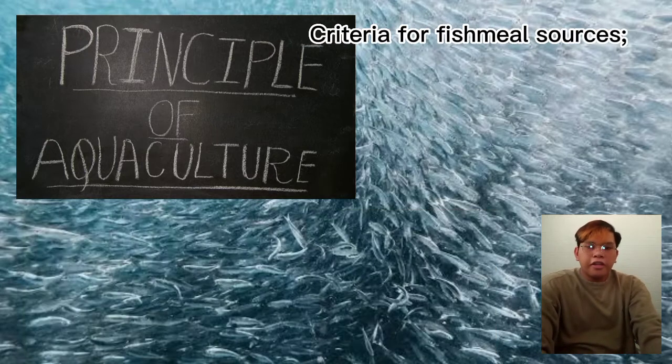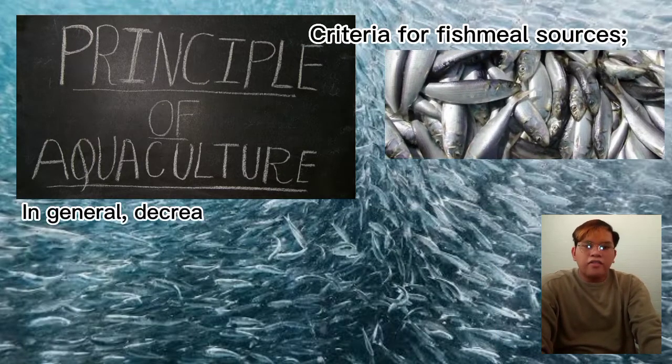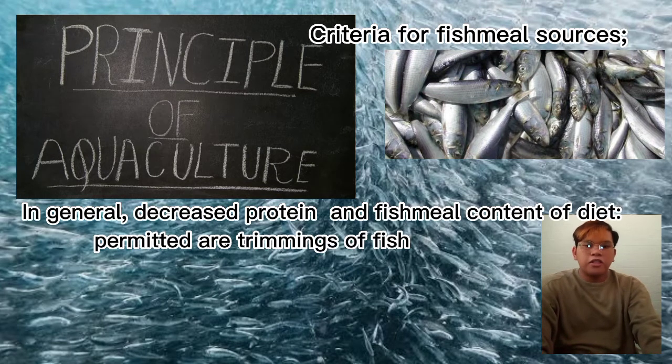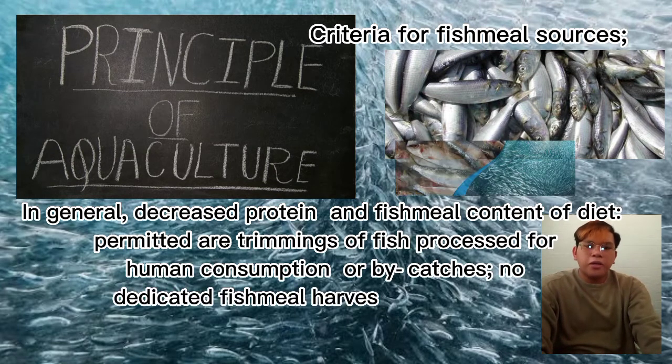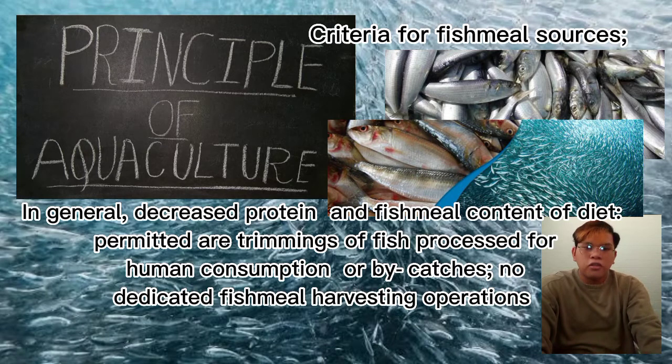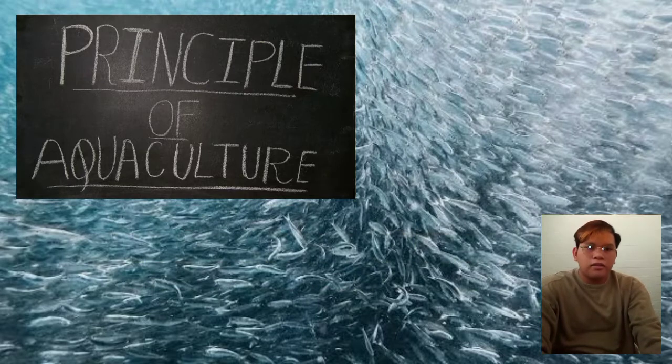4. Criteria for fish meal sources. In general, decreased protein and fish meal content of diet. Permitted are trimmings of fish processed for human consumption or bycatches. No dedicated fish meal harvesting operations. Example, shrimps, maximum of 20% fish meal or oil and maximum 25% total protein.